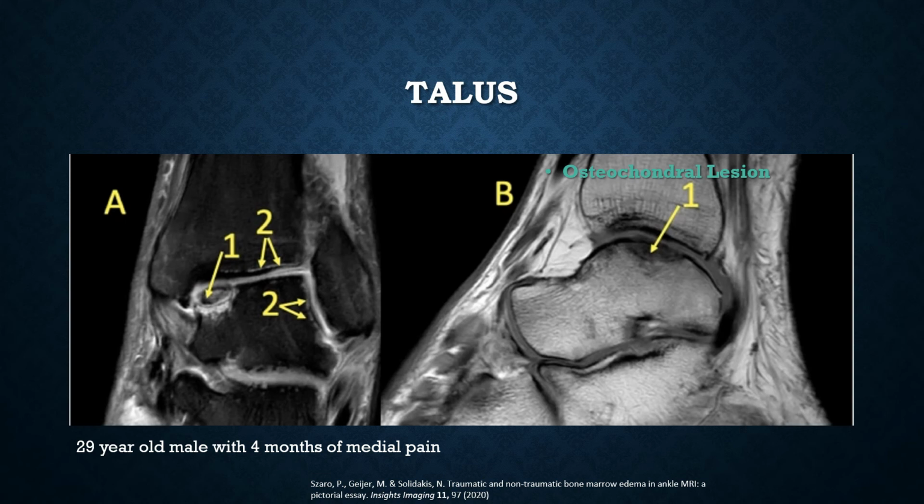Sometimes the margin of the fragment is much more well demarcated on the T1 weighted sequence. As you can see here, it very nicely depicts the lesion in the sagittal plane.